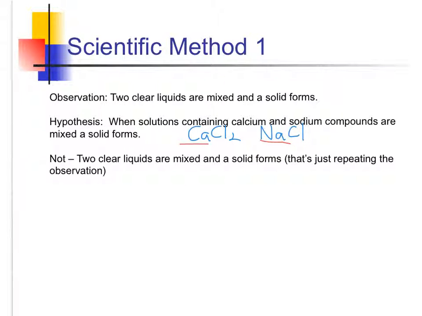A bad hypothesis is: two clear liquids are mixed and a solid forms. Well, I can take water and vinegar and no solid is ever going to form from that. But those are two clear liquids, and that's terrible. What two liquids? So by having something a little bit more specific, say something that has calcium and sodium compounds mixed, does a solid form? In some cases, it will. In some cases, it won't. But that's part of the process.